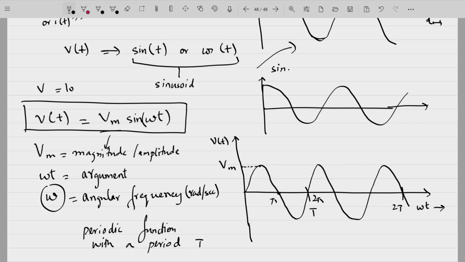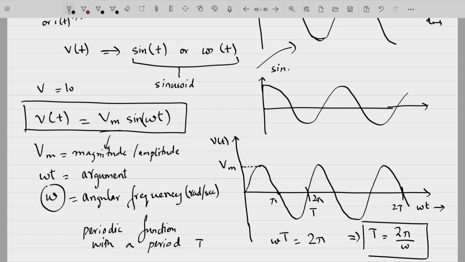Also, this time period T from this x, you can see the time period T here is equal to 2 pi. So your function is now periodic. It's a periodic function with the time period of T. So you can say that after every interval of omega T equal to 2 pi, your function is repeating. So from here, you can say that the time period of this function is 2 pi divided by omega.